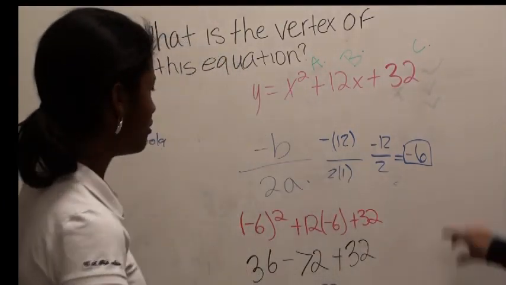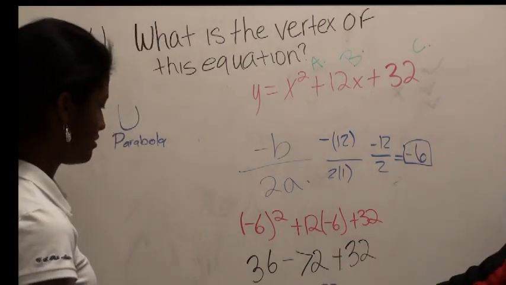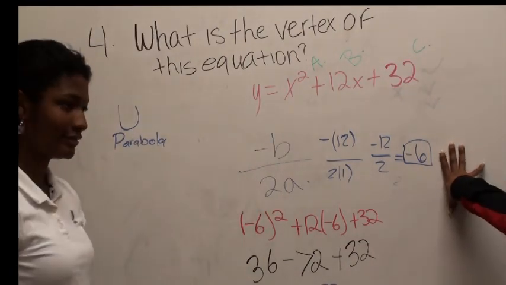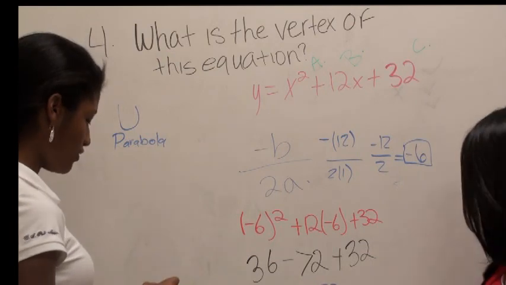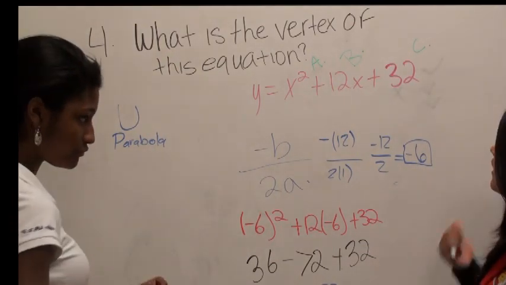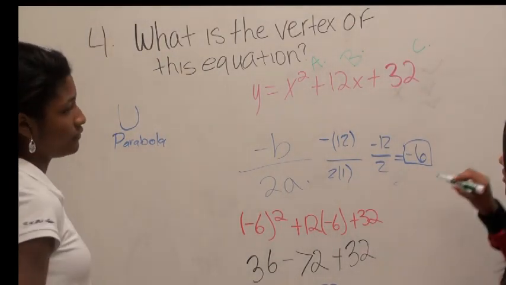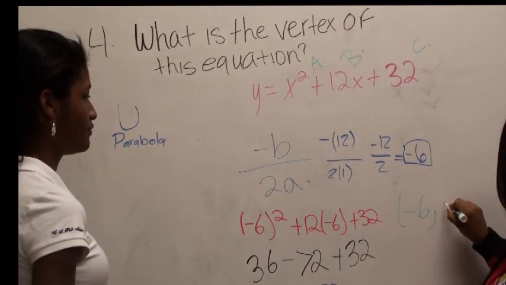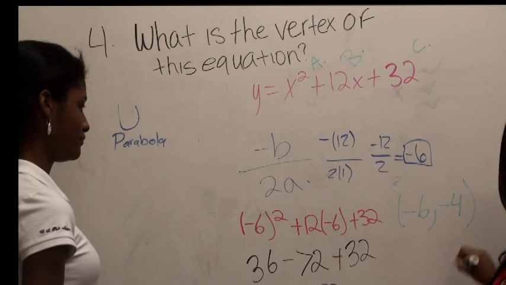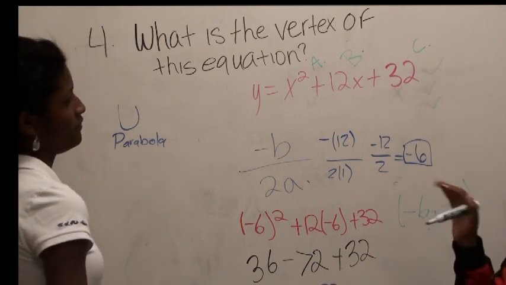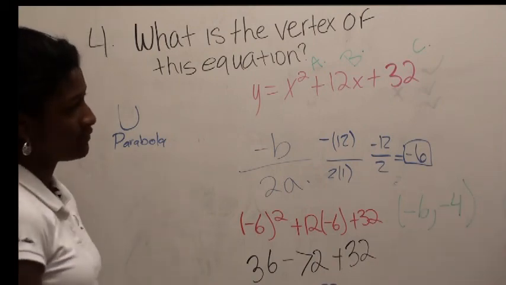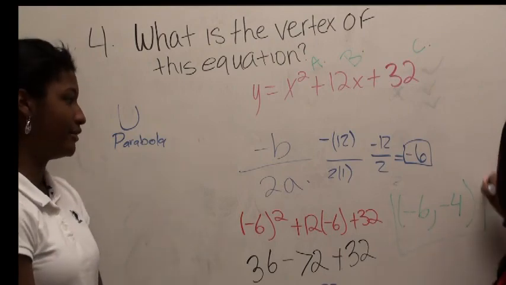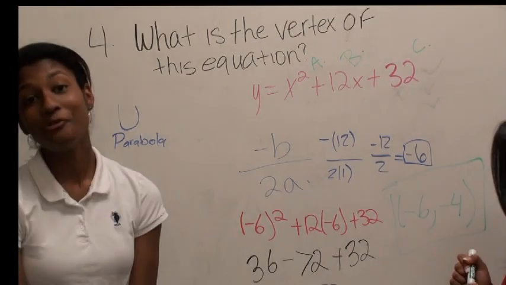So now we have our y and our x. What's our final answer? I would say our final answer is negative 6, negative 4 is the vertex for y equals x squared plus 12x plus 32. Bam.